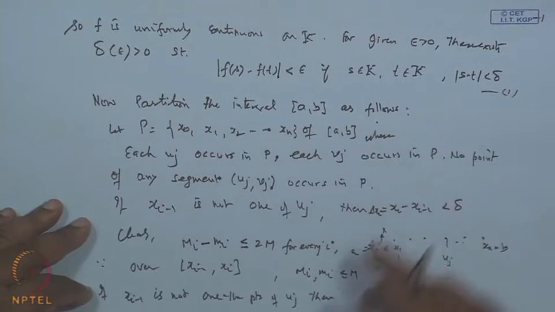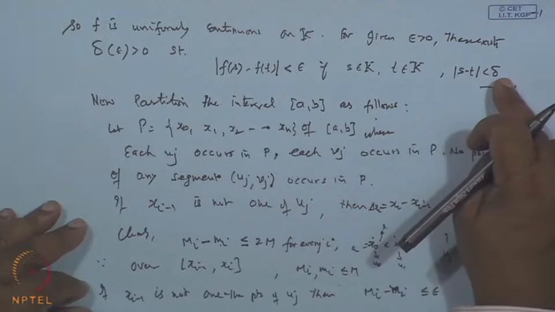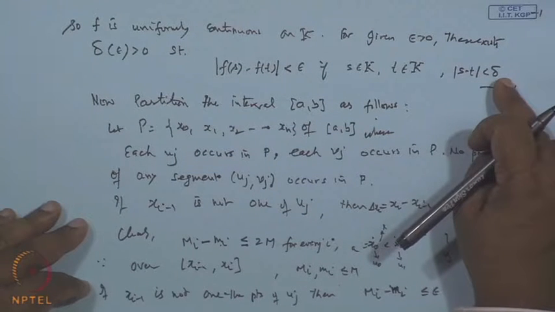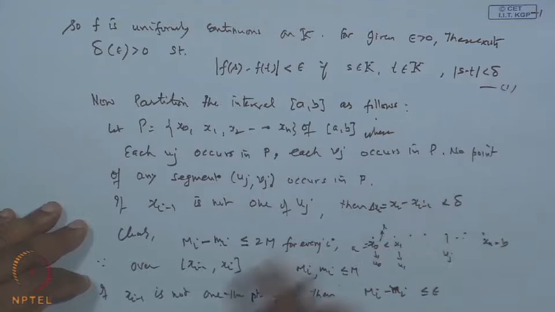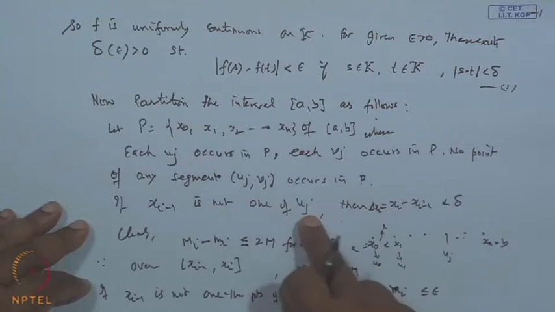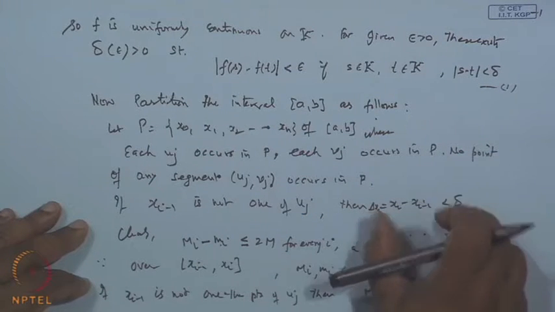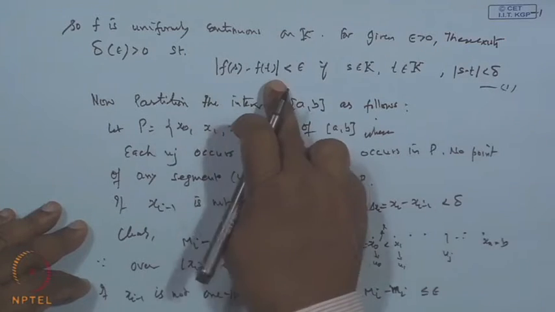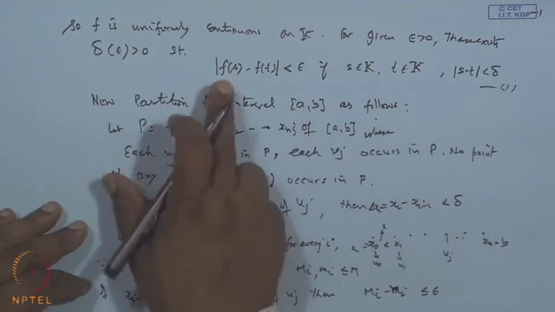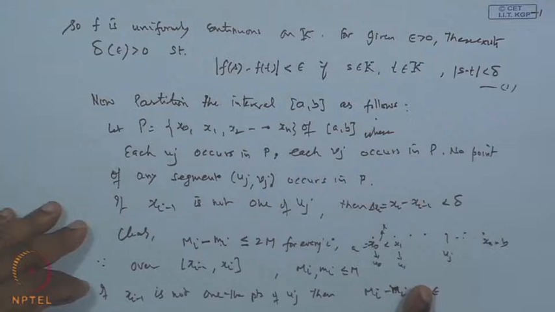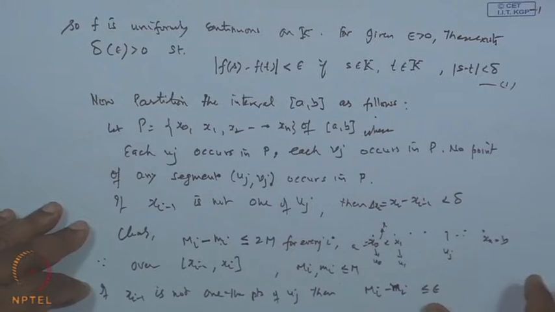So, if the point x_i minus x_{i-1} is less than delta, because we have put this, if x_i is not one of the points, then this difference is less than delta. So, because of this, the difference should be less than epsilon. So, M_i minus small m_i will be less than epsilon, and for each i it will be less than or equal to epsilon.